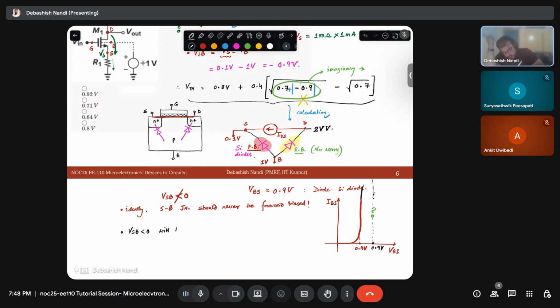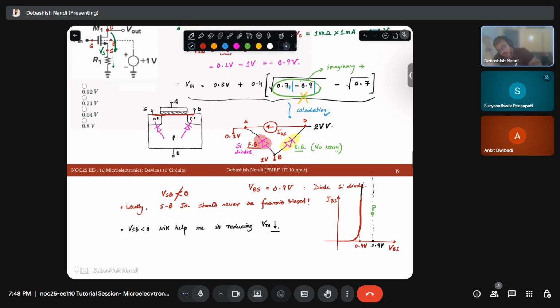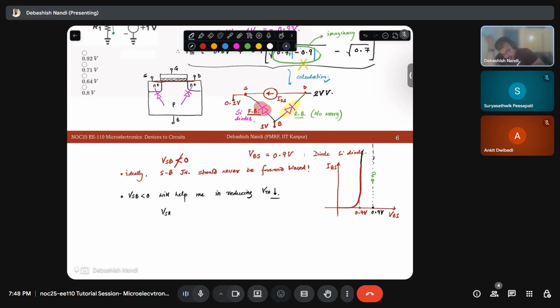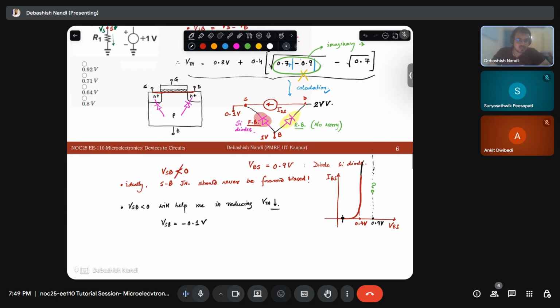VSB less than 0 will help me in reducing the threshold voltage, right? For example, let's say my VSB is equal to minus 0.1. That means I am at around this region. This is acceptable for me, right? Very little forward bias. It is below the cut-in voltage of the diode. But how will my formula look then?